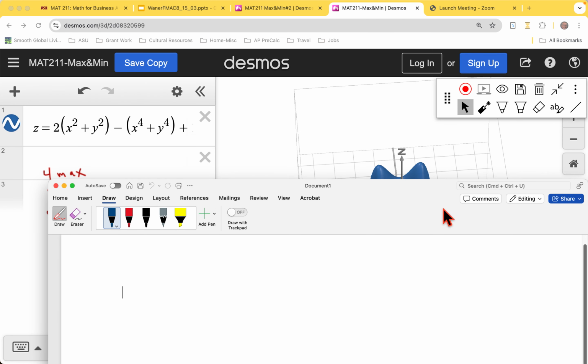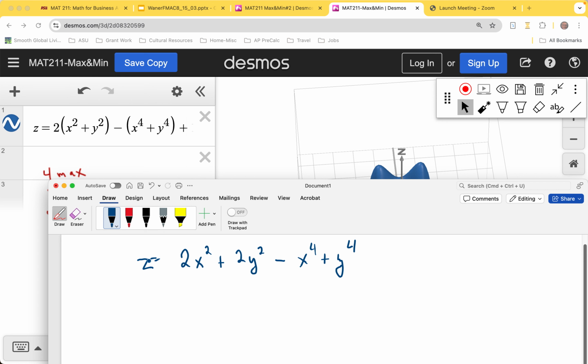Okay. So we're going to start with the function z. I'm going to go ahead and distribute this 2 through. It doesn't change anything, but I think it'll make it easier to take the derivatives. 2x squared plus 2y squared minus x to the 4th plus y to the 4th. Actually, this should give us some fairly clean derivatives.